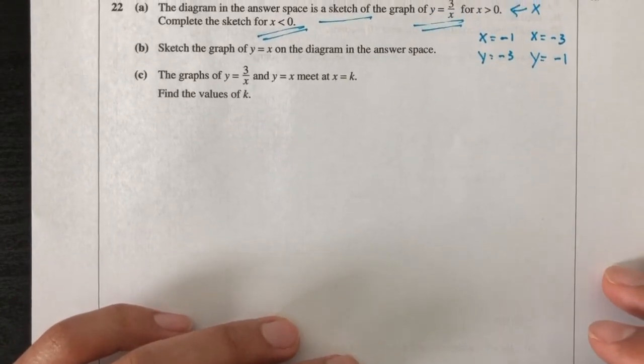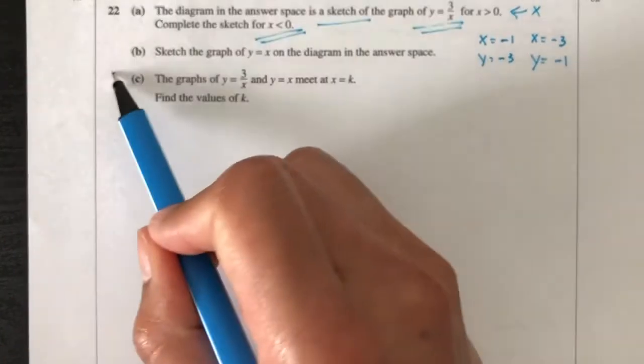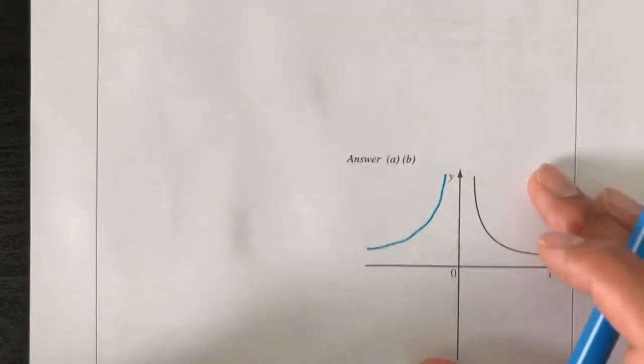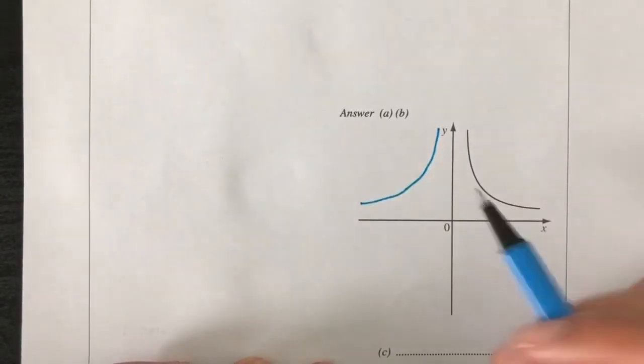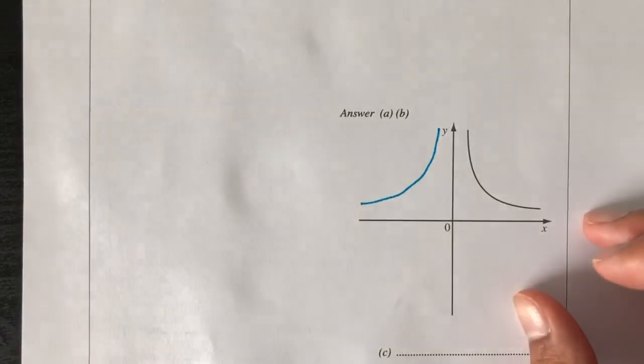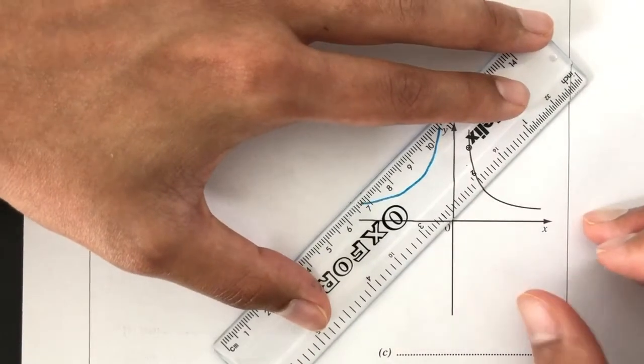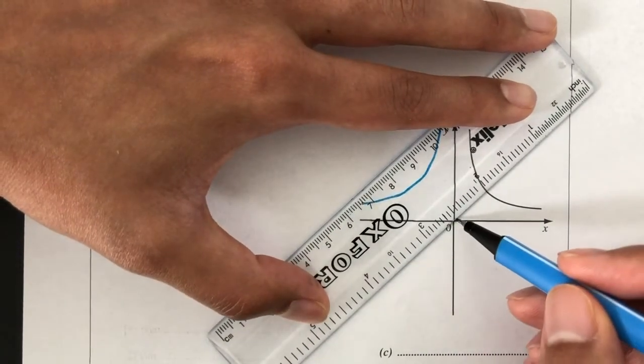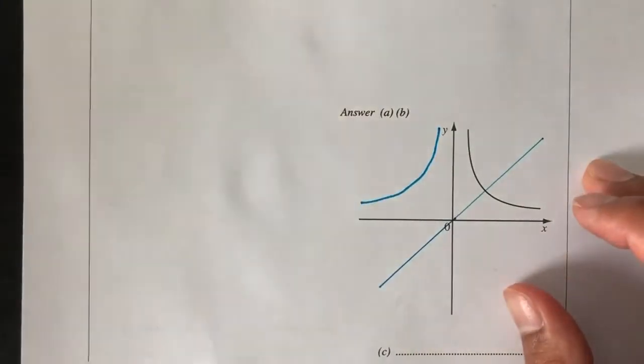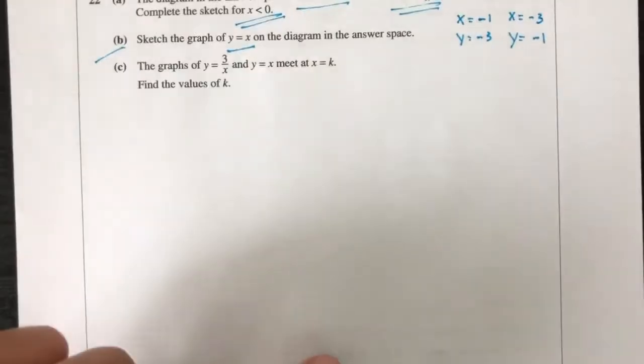Now the next one is what? Sketch the line, so the line will be exactly in the middle. Please use your ruler to do that. It will be like this point here, exactly in between. That will be this line, y equal to x.